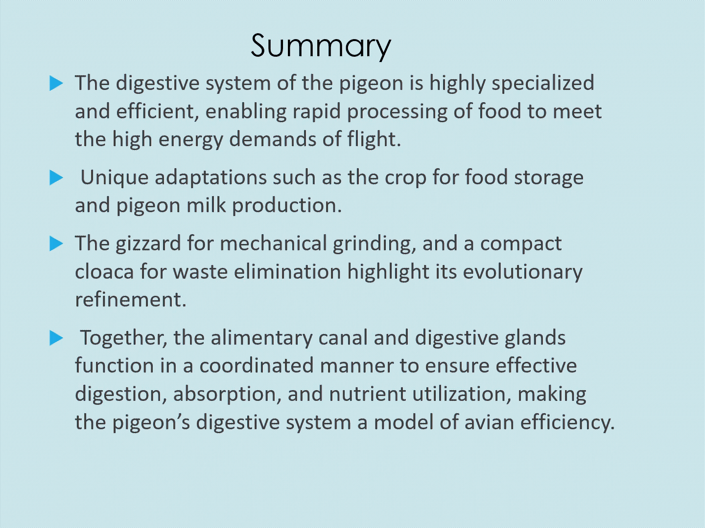The digestive system of the pigeon is highly specialized and efficient, enabling rapid processing of food to meet the high demands of flight. The unique adaptations, such as the crop for food storage and pigeon milk production, the gizzard for mechanical grinding, and a compact cloaca for waste elimination, highlight its evolutionary refinement. Together, the alimentary canal and the digestive glands function in a coordinated manner to ensure effective digestion, absorption, and nutrient utilization, making the pigeon's digestive system a model of avian efficiency. Thank you for your patient listening.